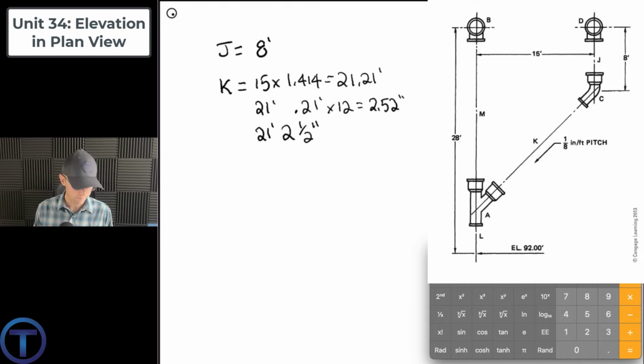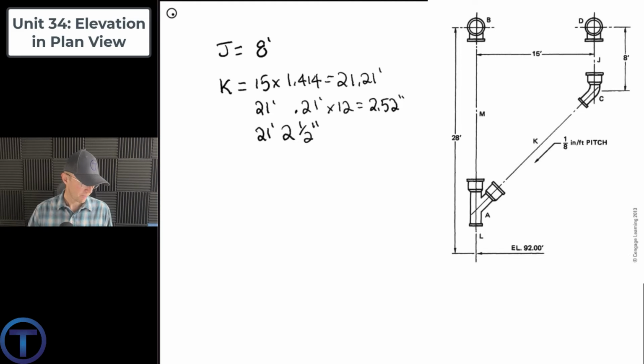What about L? L, if we look at it, let's move our calculator here. L is the section at the bottom from the Y to the outlet as it's going out of the building or away from this section. We have an overall of 28 feet.